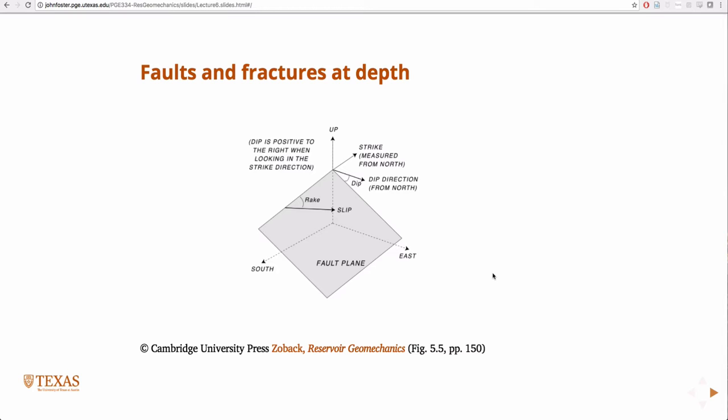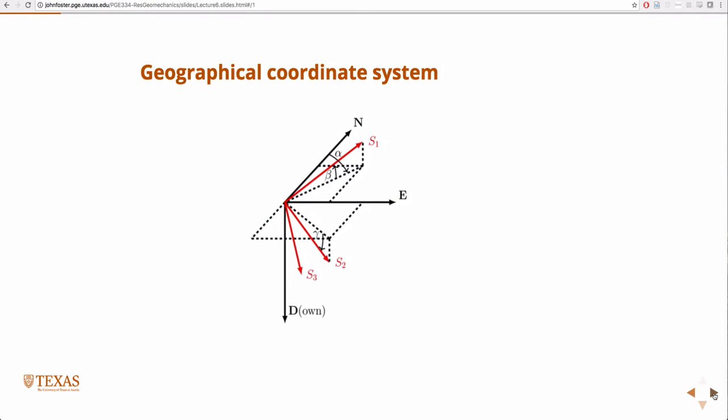There's several ways you can do the rotations. All of them will end up valid. When I say do the rotations, I mean how you define the angles and in what order you do the rotations. All of them would end up with a valid rotation matrix, but this is the one we're going to use here. So we talked last time about our north, east, down coordinate system. That's our geographic frame. And then our principal stresses are going to be arbitrarily oriented, and we're going to unrotate them, if you will, back into the geographic frame.